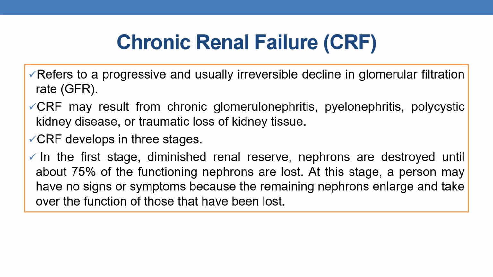In the first stage, diminished renal reserve, nephrons are destroyed until about 75% of the functioning nephrons are lost. At this stage, a person may have no signs or symptoms because the remaining nephrons enlarge. They undergo hypertrophy and take over the function of those that have been lost.